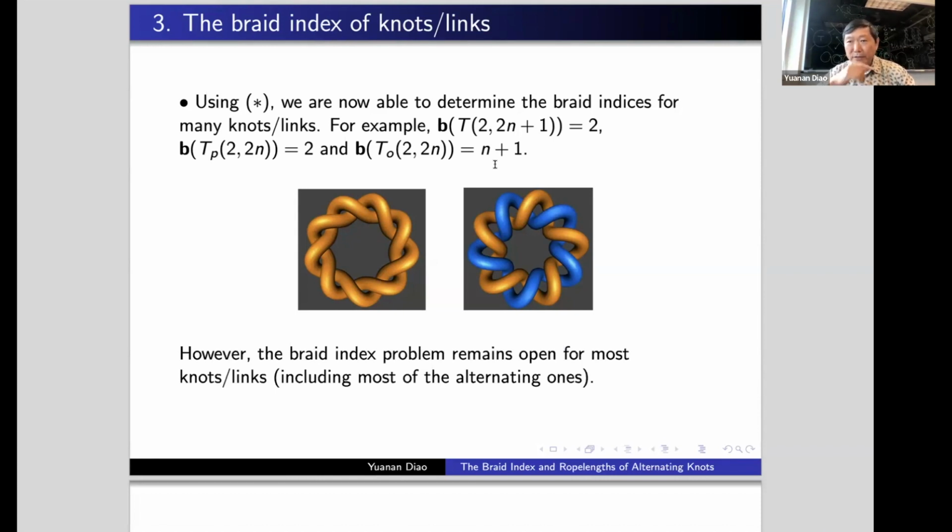Although now with this tool, for a lot of links we know their braid index, for most of them we still don't, right? Because that tool, as powerful as it is, is still not enough. So the braid index still remains open for most of the knots and links. That's what we need to keep in mind. That includes all the alternating ones too. For most alternating ones, we also don't know exactly how to determine their braid index. We know the lower bound by using that inequality, but we actually don't know the exact index.